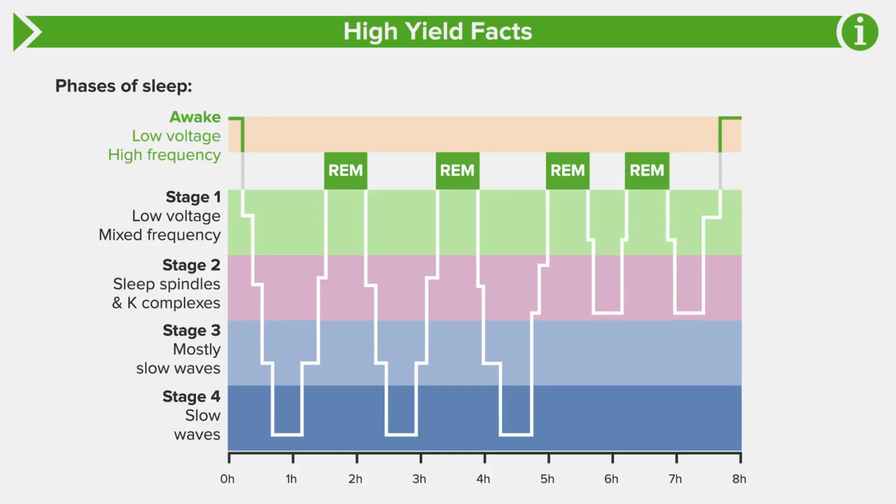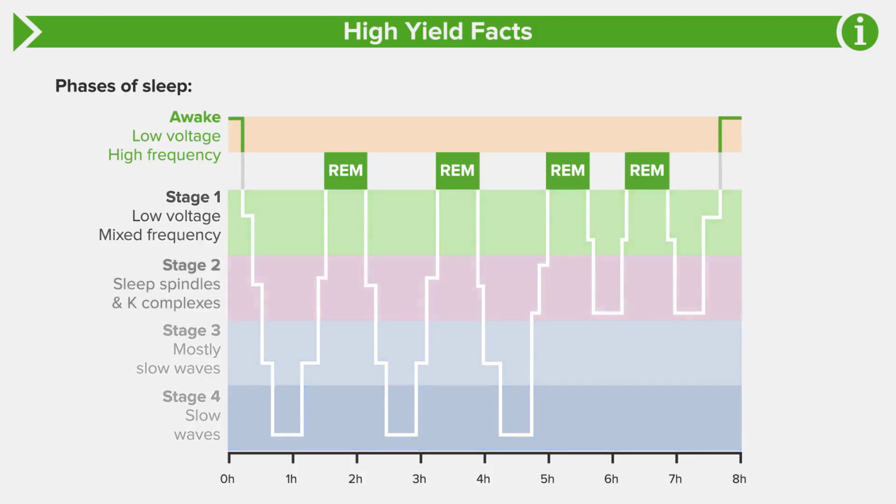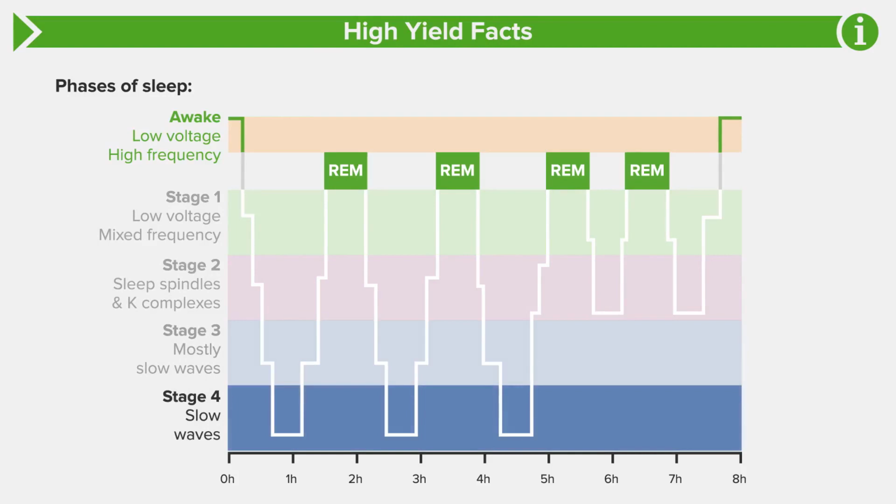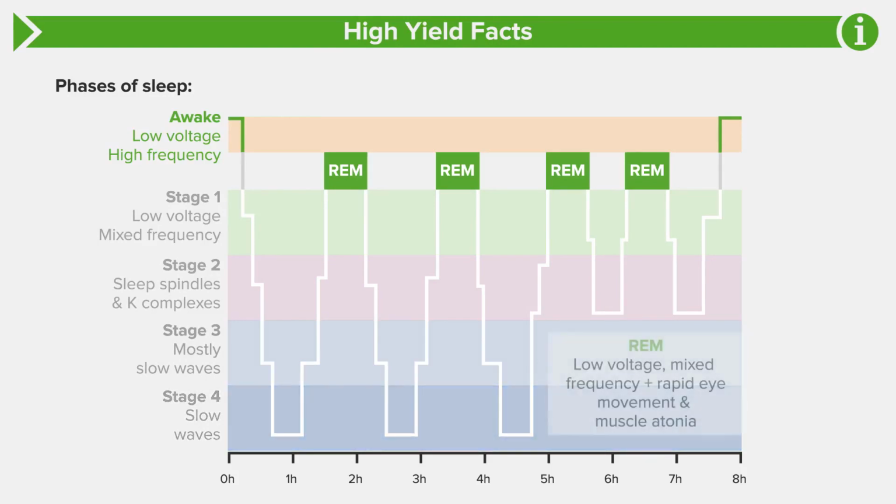Now, the phases are characterized as follows. NREM1 is light sleep, NREM2 is light sleep, NREM3 is deep sleep, NREM4 is deep sleep, and then you have REM. During REM, brain waves actually mimic activity during the waking state with your eyes closed, but your eyes will actually move rapidly from side to side.